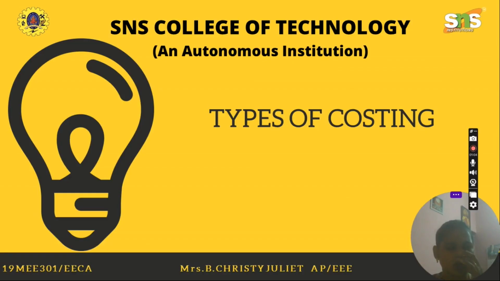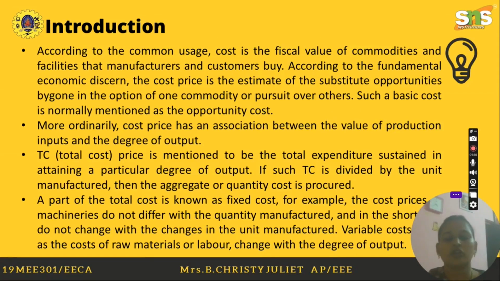So first let's see what is meant by costing. According to the common usage, cost is a fiscal value. So it is a value of a product that includes tax, everything, for a commodity or the facility that a manufacturer offers and the customers buy. According to the fundamental economic design, the cost price is the estimate of substitute opportunities bygone in the option of one commodity or pursuit over others. So in general, cost price has an association with the value of production inputs and the degree of outputs.